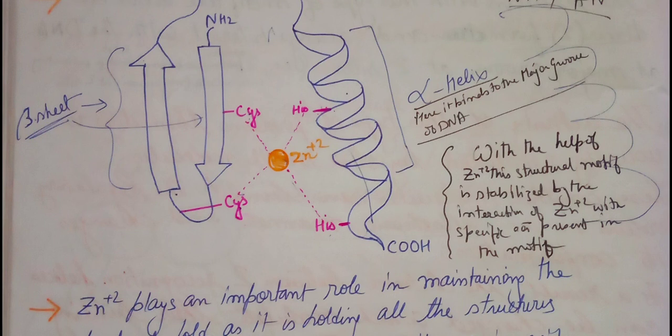This is the main structural feature of the zinc finger motif. Here zinc, Zn plus 2, is helping to stabilize this motif by interaction of zinc with specific amino acids found in the motif, like cysteine and histidine.